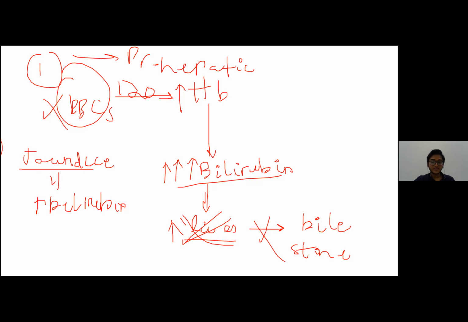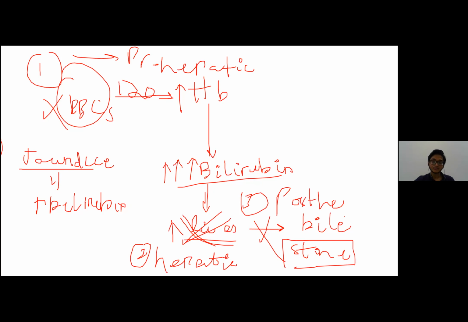If you have a problem with the liver, like cirrhosis, I'll call this 2. This is called hepatic jaundice. Okay. If you have an obstruction in the bile duct because of a gallstone, this is 3. This is called post-hepatic jaundice. So you have pre-hepatic jaundice because of lysis of RBCs, hepatic jaundice because of cirrhosis, post-hepatic jaundice because of gallstones. And that's my lecture.